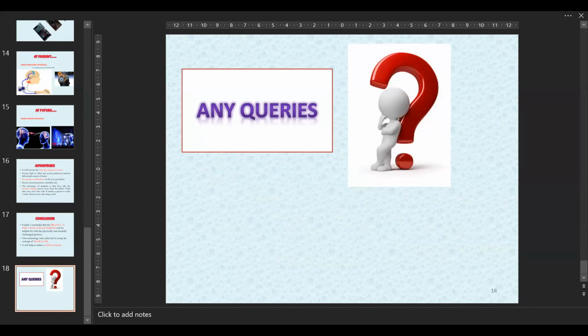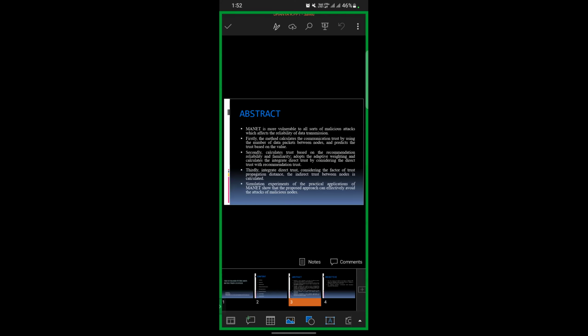Direct trust, considering the factor of trust propagation distance, the indirect trust between nodes is calculated. Simulation of experiment on a practical system of MANET shows that the proposed approach can effectively avoid the attacks of malicious nodes.